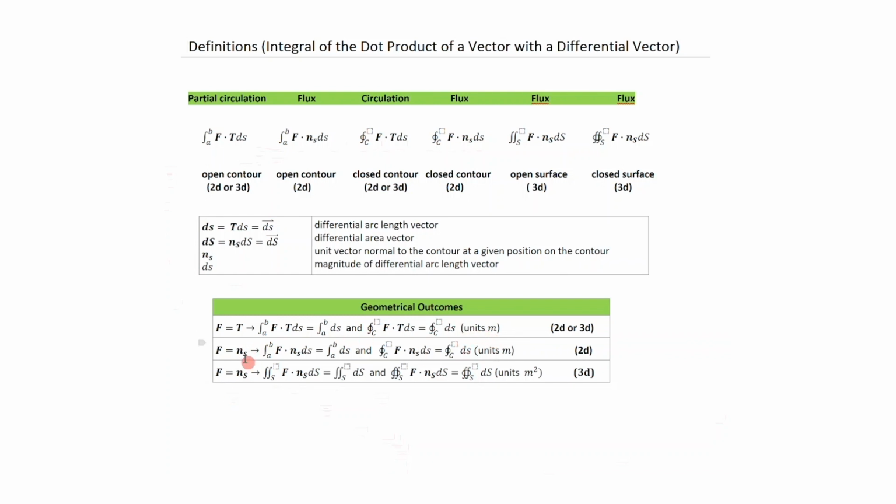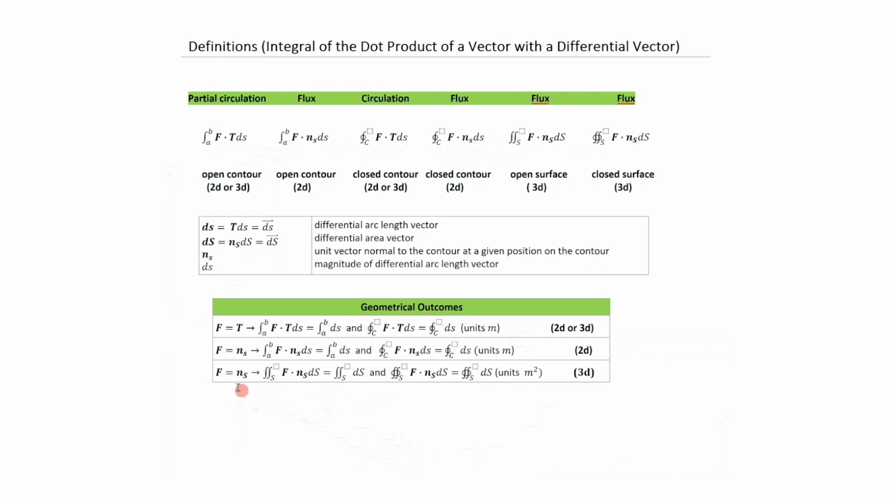You can also do it with the normal component. If I took f dot ns and let f be ns, the dot product between unit vectors would be 1. And you'd still end up more or less with exactly the same expression. Physically, what does it mean? It doesn't mean anything, but mathematically, it's perfectly okay to do so. Tangent vector makes more sense because you're moving in the same direction in which you're trying to measure length. In the case of the surface area, we can go through the same idea.